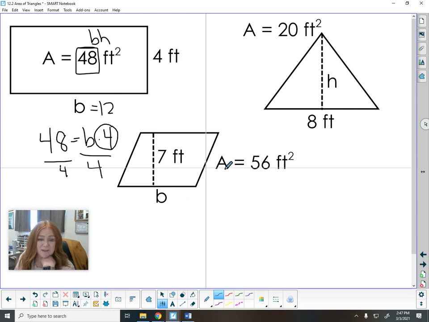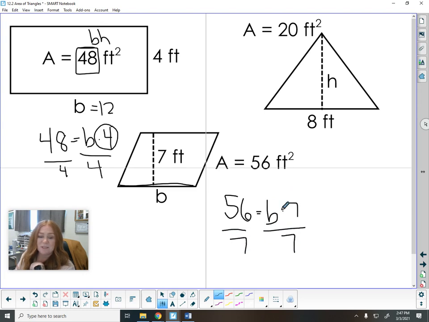So let's try this one here. Our area is 56. To find the area is the base, which we don't know, times the height, which is 7. The opposite of times 7 is divide by 7 on both sides. 56 divided by 7 is 8, so b equals 8. Plug it back in. 7 times 8, base times height, is 56.